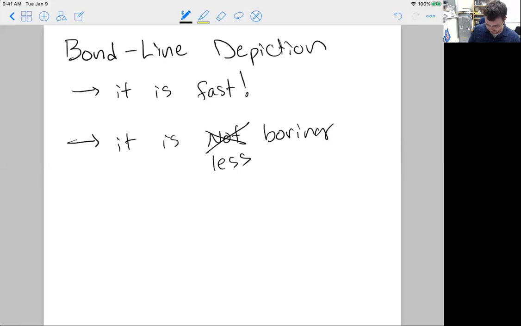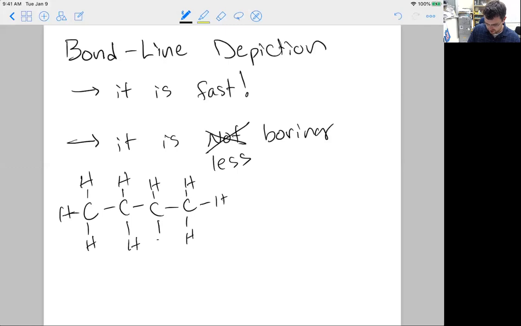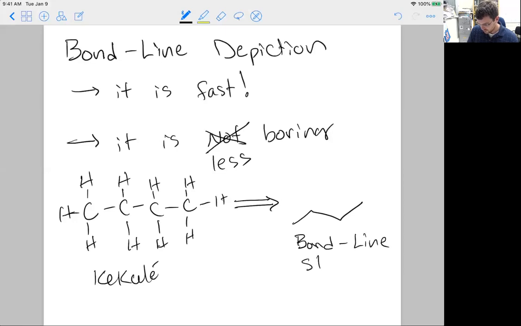So how does this work? What do bond line structures do for us? I'm going to draw the Kekulé structure of butane, which is a straight chain molecule with 4 carbons and then however many hydrogens it needs. Turns out it needs 10. So this is Kekulé. It should look familiar at this point. What I'm going to do is redraw it as a bond line structure. This is butane. What is butane, you might be asking? I'm going to highlight it here. This lightning bolt looking thing is butane.